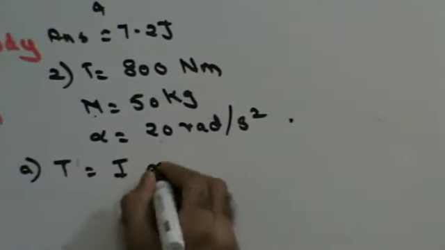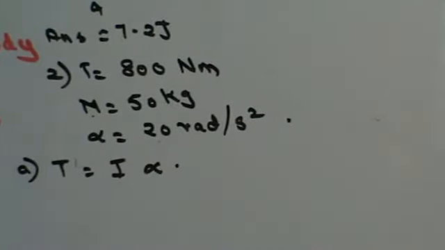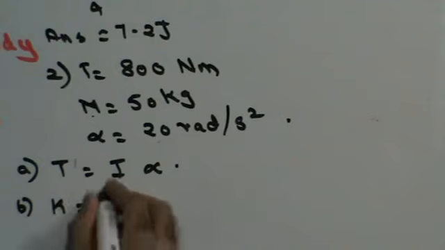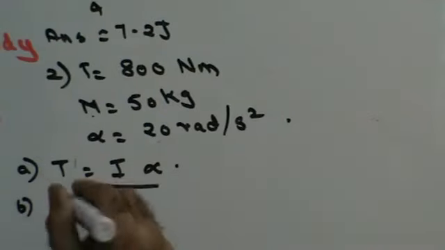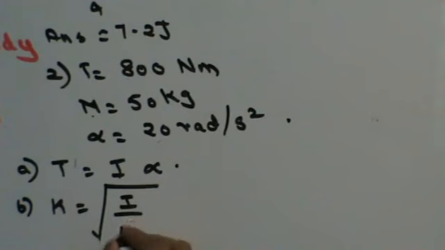Torque, I know, is nothing but I alpha. Alpha I have, torque I have, so I'll come to know the moment of inertia. Straightforward, just divide. Now the second thing they've asked you to find out is radius of gyration. Radius of gyration is nothing but root of I upon m. I already know m is given to me. I should get the answer for this also.